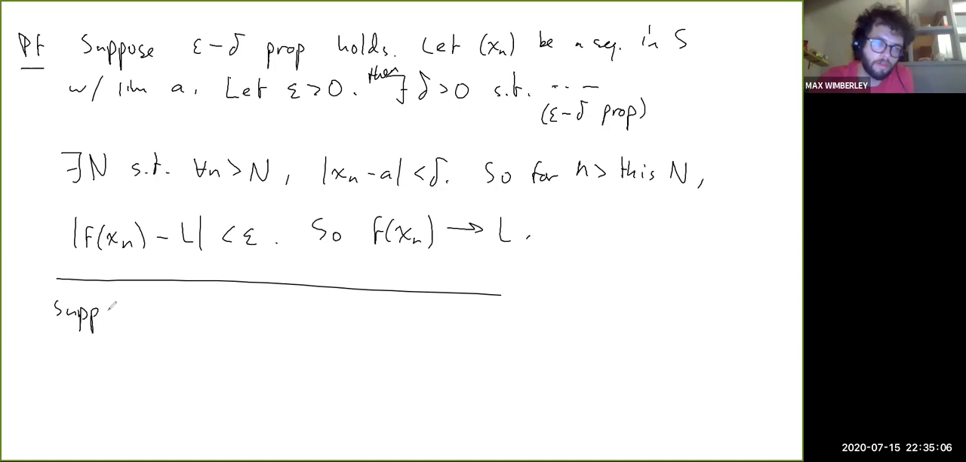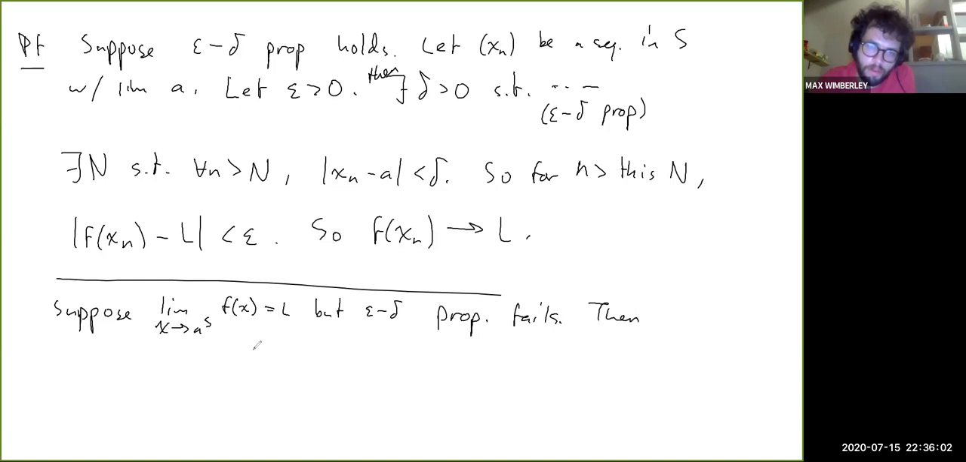Now, suppose the limit as x approaches A along S of f(x) equals L, but the epsilon-delta property fails. This actually doesn't have to be a proof by contradiction; it could just be contraposition. I don't know why the book does it this way, since the book could drop the assumption that the limit equals L, but whatever.